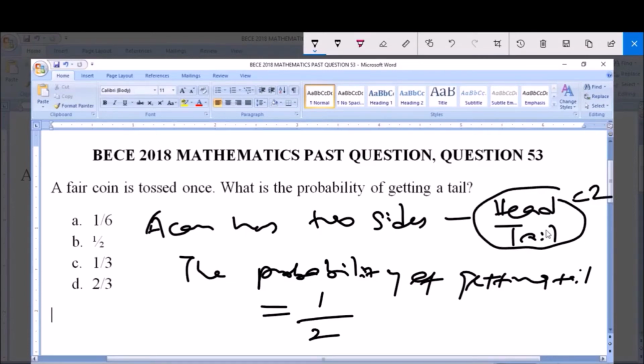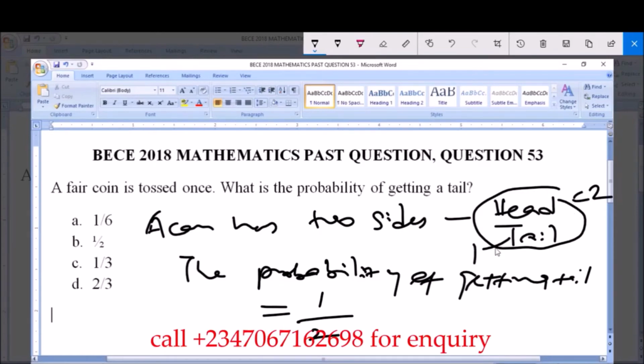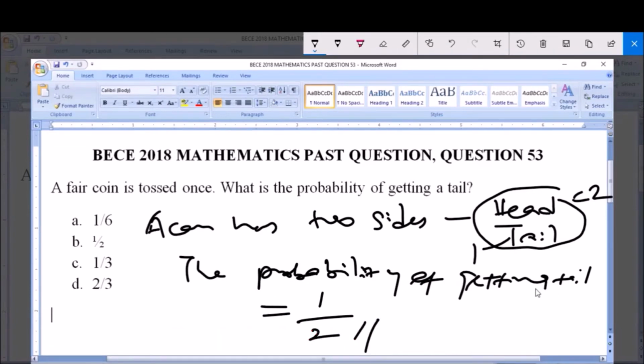Now you want to find the probability of getting what? Of getting one side, which is the tail. That is 1. So therefore the probability of getting a tail out of the two sides of a coin is simply 1 all over 2. And this is 1 over 2. So the probability of getting a tail when a fair coin is tossed once, because the coin has two sides, a head and a tail, is 1 over 2.